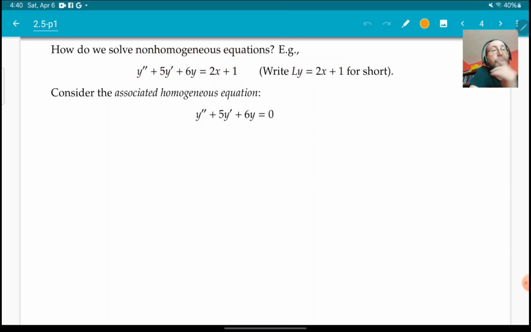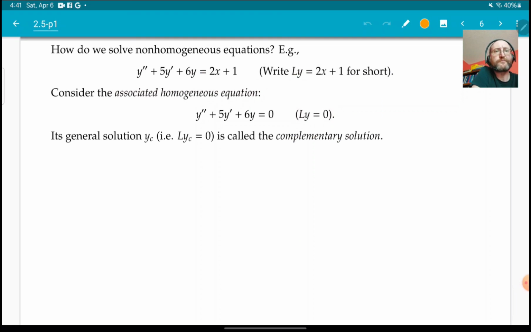Now what we're going to do is consider the associated homogeneous equation. Notice that the left-hand side is exactly the same, but we've put a 0 on the right-hand side. Basically, we're looking at L of y, where L is the same L as out here. We're looking at Ly equals 0. That's what we're calling the associated homogeneous equation.